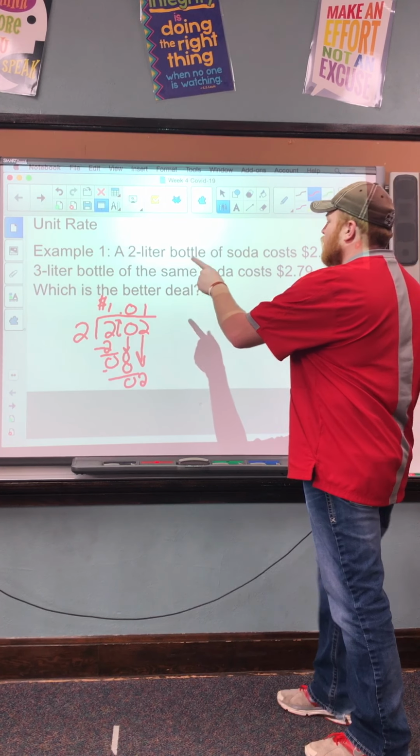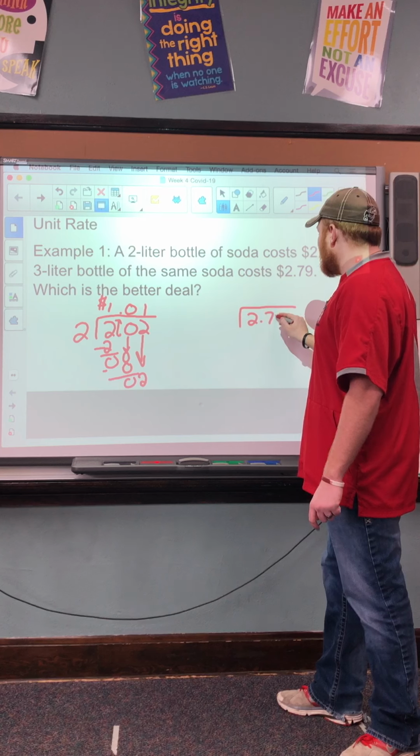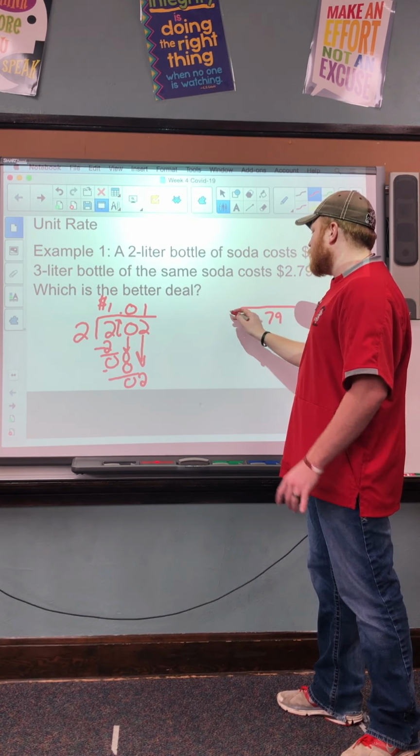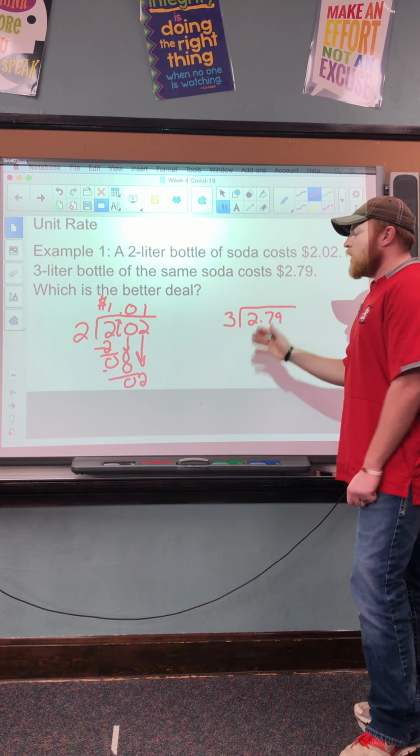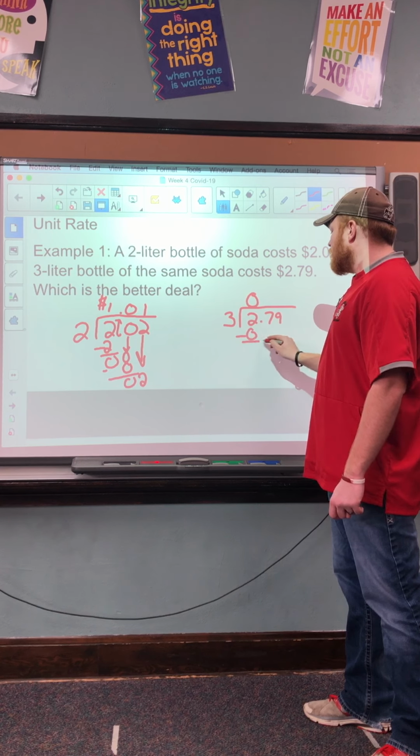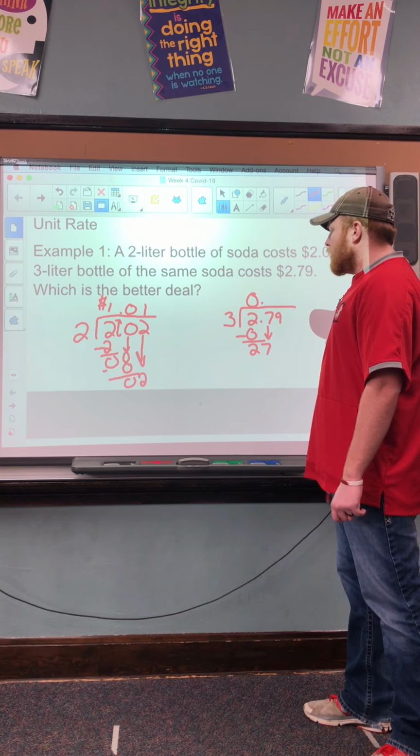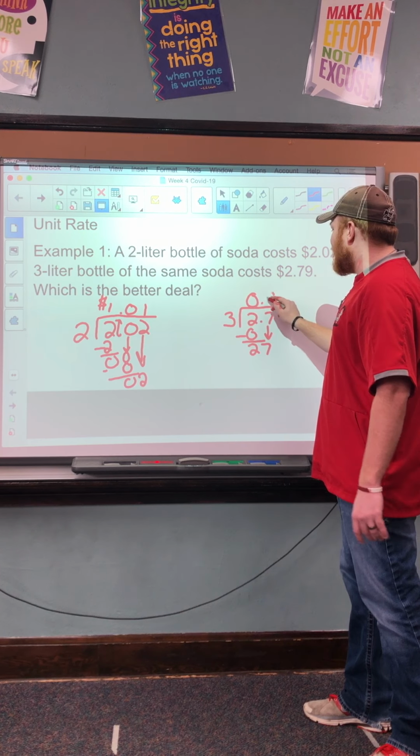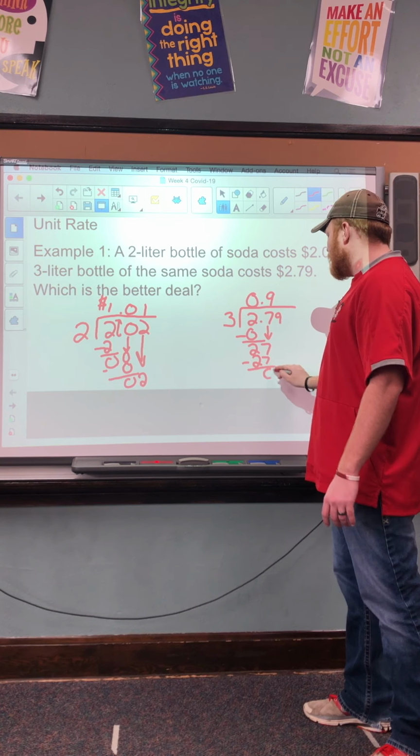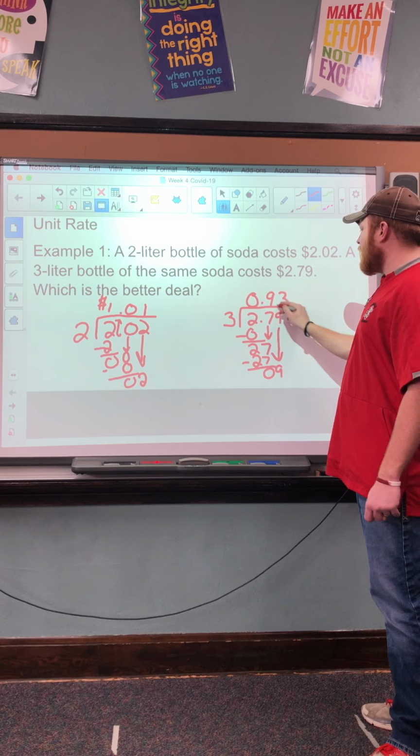Now let's figure out the 3-liter bottle of pop. Again, it's money, which is $2.79, divided by the unit of measurement, or how much of the item you have, which is 3 liters. Okay, so now you divide. 3 goes into 2, 0 times. Subtract, you get 2, bring up the decimal, bring down the 7. 3 goes into 27, 9 times. 9 times 3 is 27. Subtract, you get 0. Bring down the 9. 3 goes into 9 3 times.